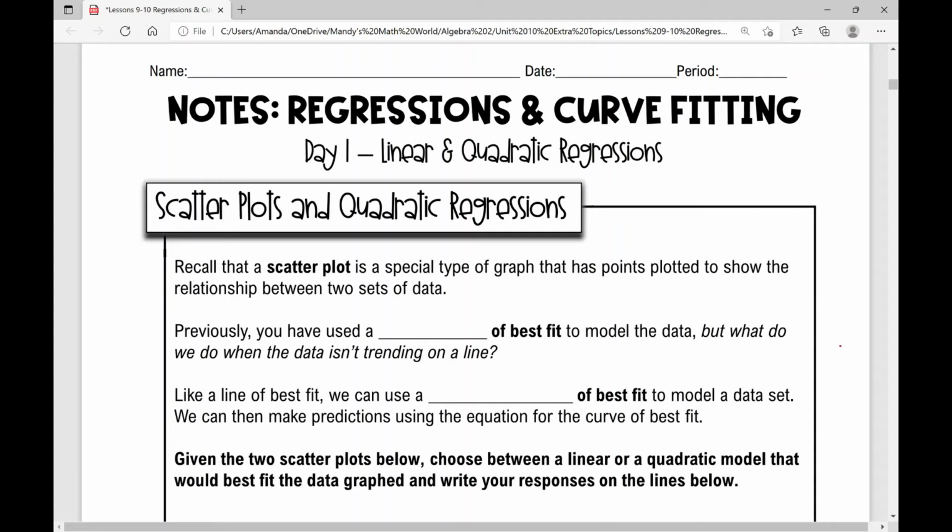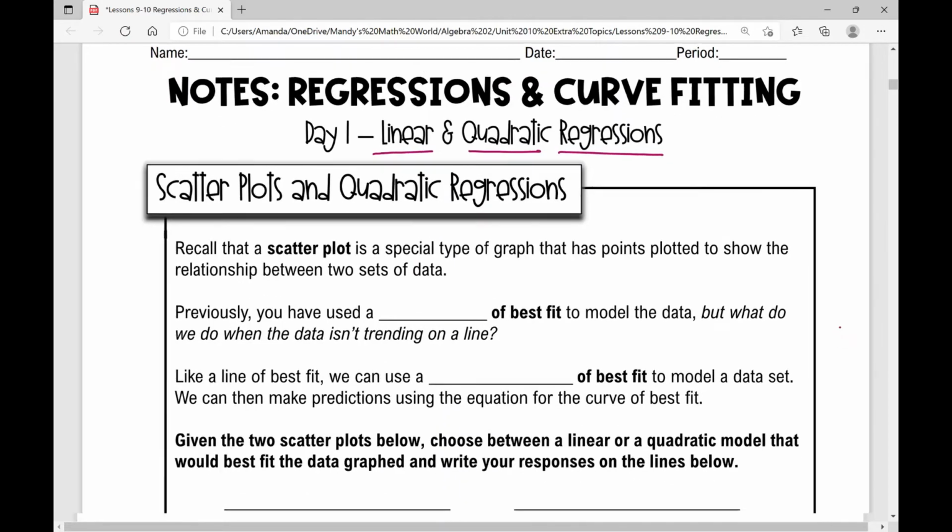Today's lesson is over regressions and curve fitting. And today we're going to be focusing on linear and quadratic regressions. And I'm going to show you how to perform these regressions on your TI 83 or 84 calculator. So let's review a little bit.